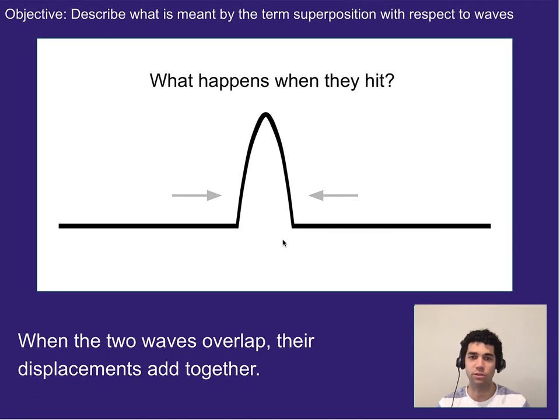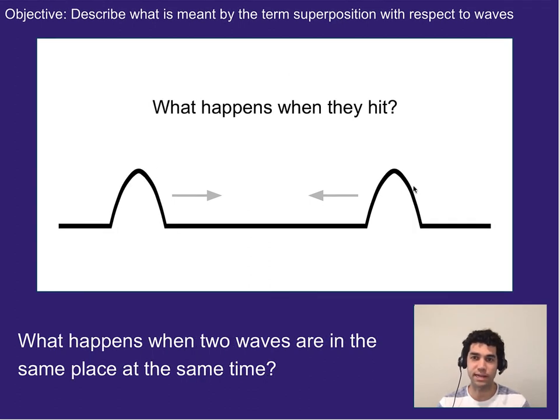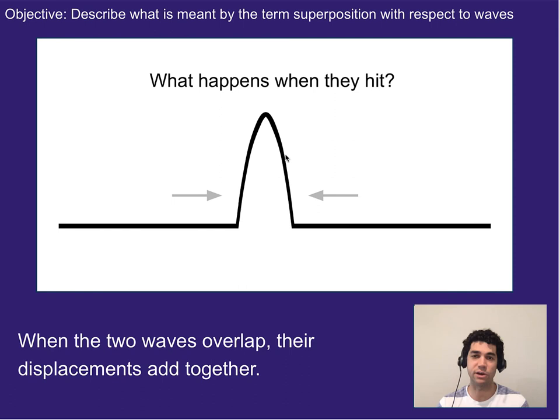All right, so while they're overlapping or in the same place at the same time, their displacements add together. So literally, if these two are the same heights, the combined wave is now going to be twice as big. If they're different heights, we would just add those heights together. So if it was a 2 and a 1, we would just add 2 plus 1 to figure it out. So that's what's going on here, where their displacements add together.